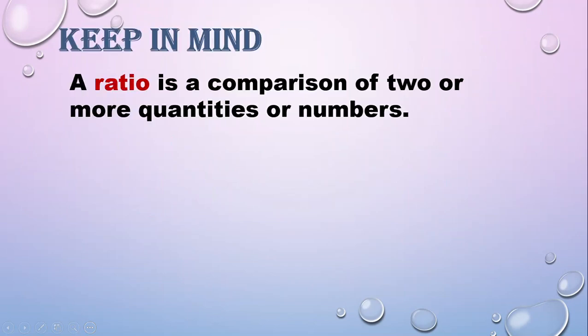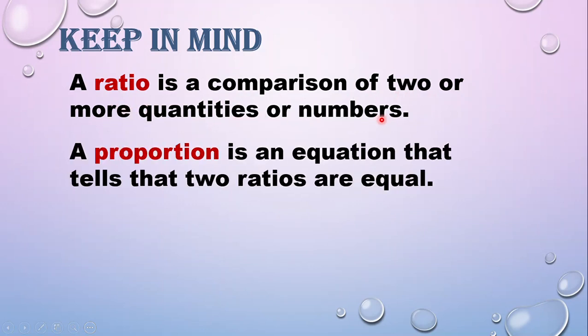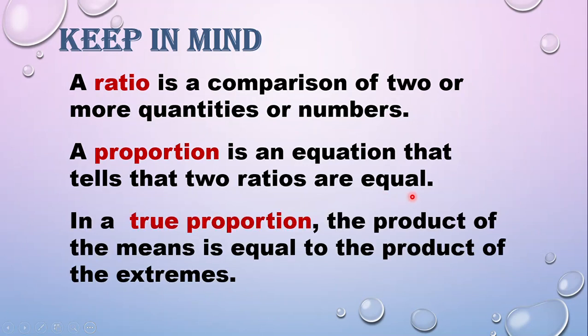So keep in mind, a ratio is a comparison of two or more quantities or numbers. A proportion is an equation that tells that two ratios are equal. In a true proportion, the product of the means is equal to the product of the extremes. So we can call two ratios a proportion if the product of the means is equal to the product of the extremes.